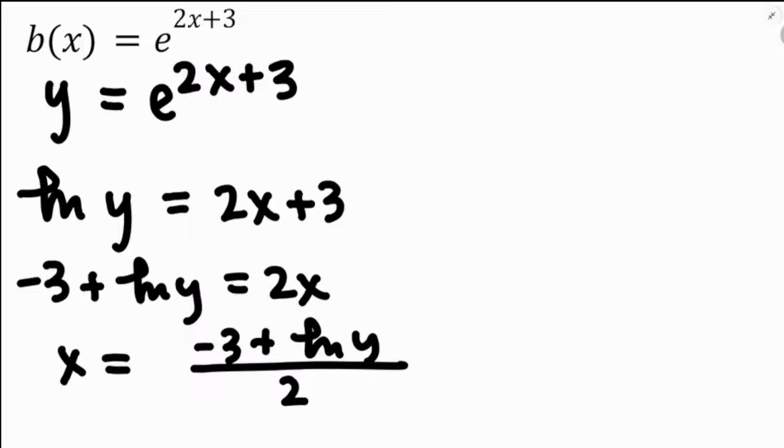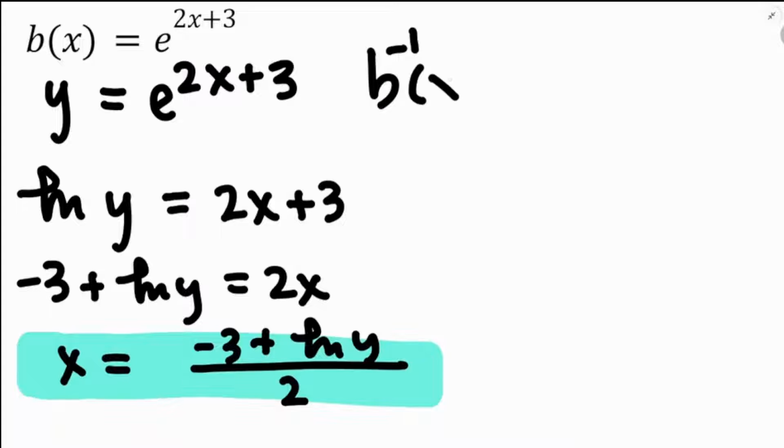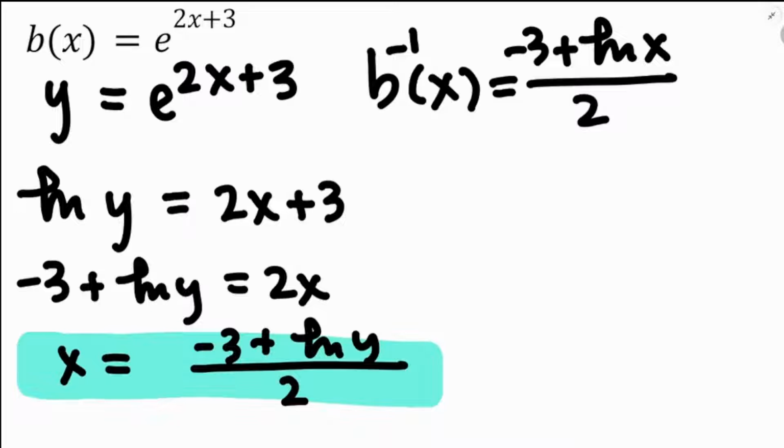Okay, but over here we've got all of that, and I'm going to substitute, no, not f, b inverse of x is going to equal negative 3 plus natural log x, all divided by 2.